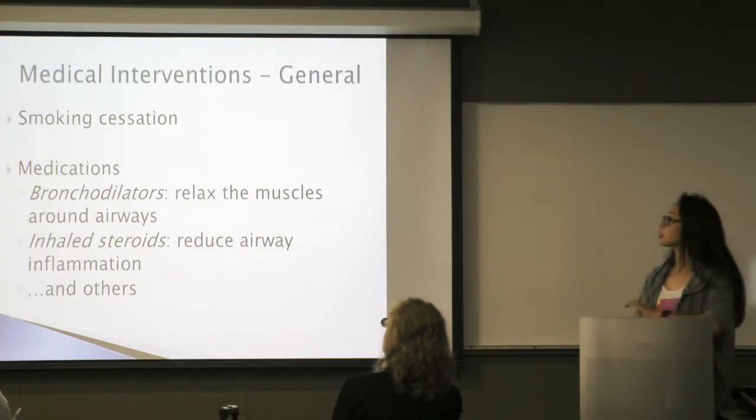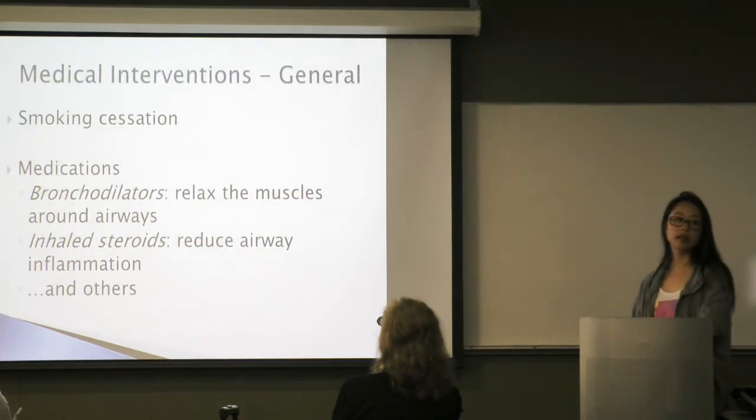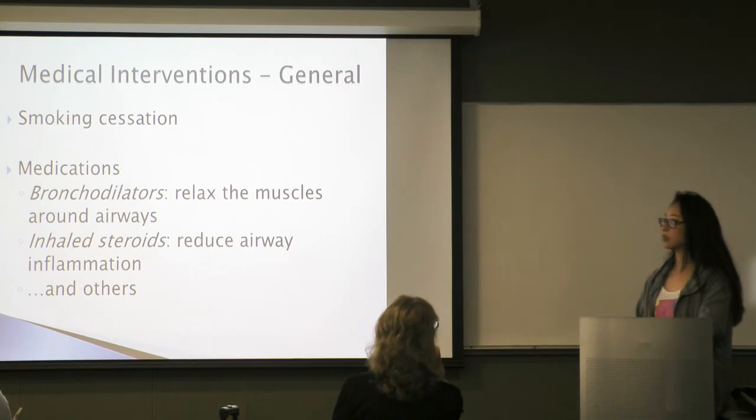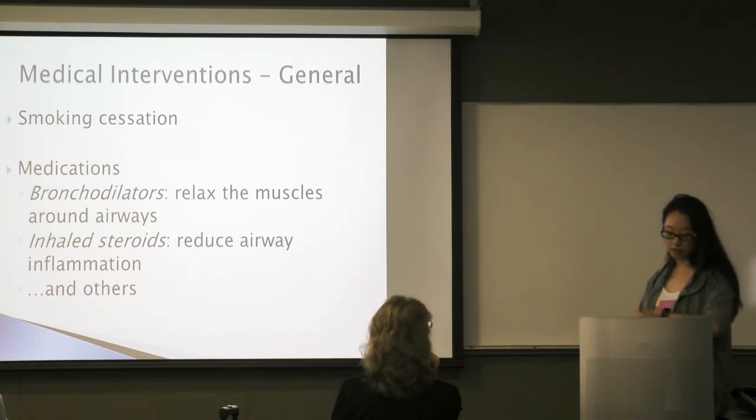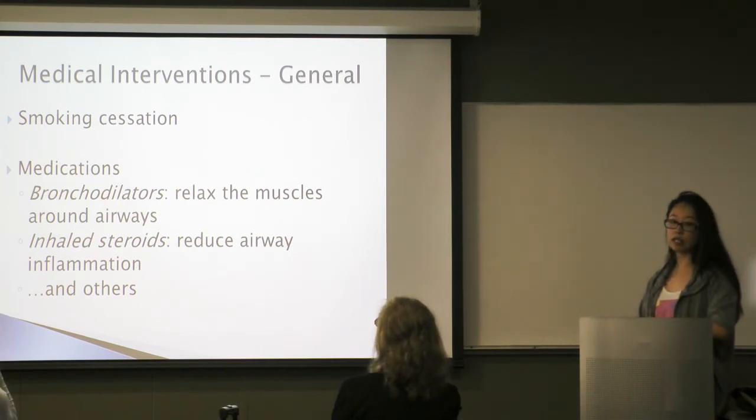All right, so these are some of the medical interventions that I've researched. Of course, number one, stop smoking if you're already smoking. And then medications, there are more than what I listed, but these are just the main ones. Bronchodilators relax the muscles around the airways. They usually come in the form of inhalers, so they help relieve coughing, shortness of breath, to make breathing easier. There are short-acting and long-acting versions.